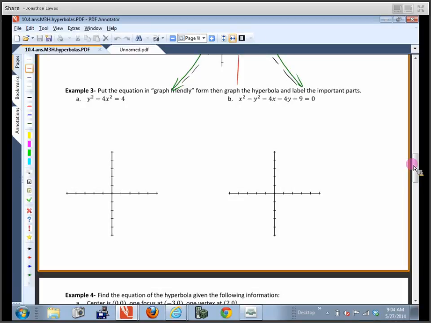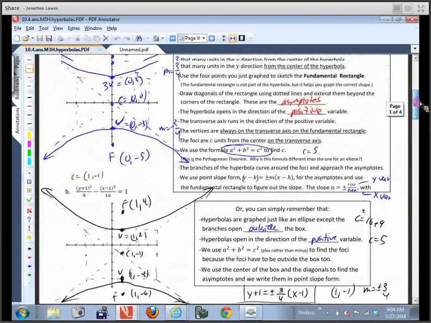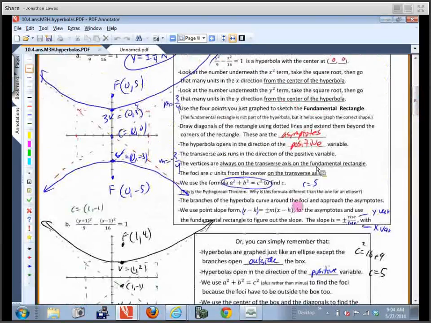Okay, so let's pick up where we left off. We left off on example 3. This is where you had to complete the square to put it in that graph-friendly form. So remember, there was a whole bunch of stuff to remember about a hyperbola. We had this entire box here that we could go over. Or you could remember a couple quick things.